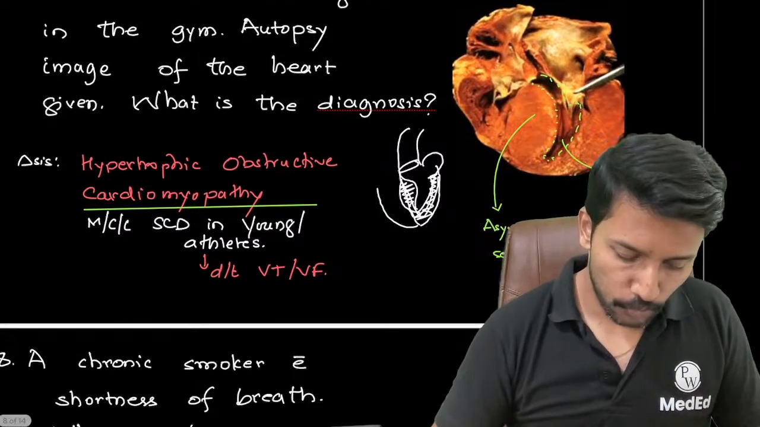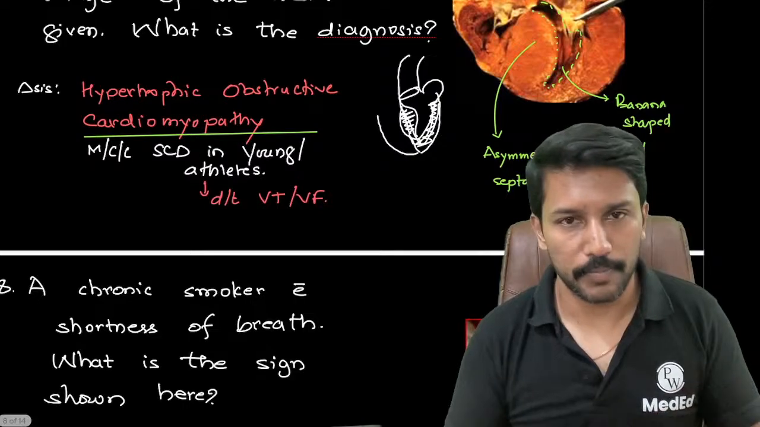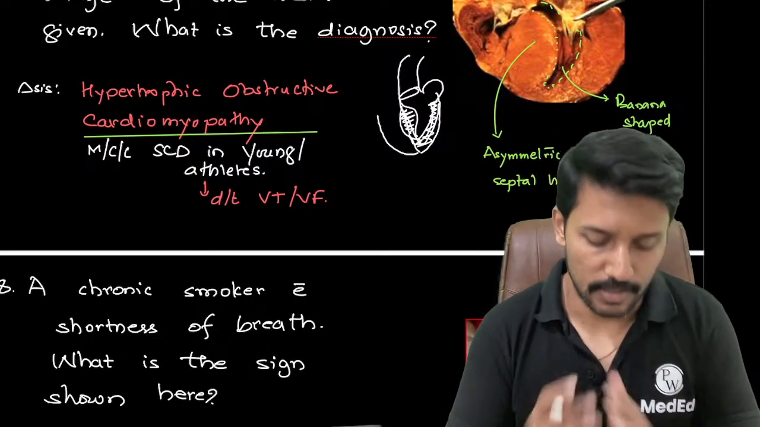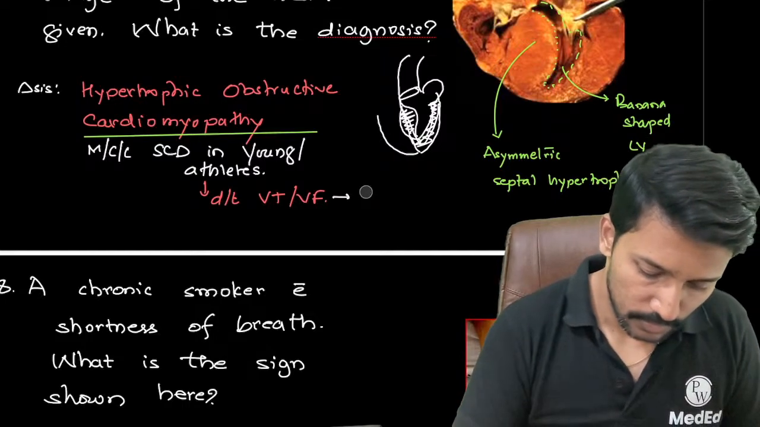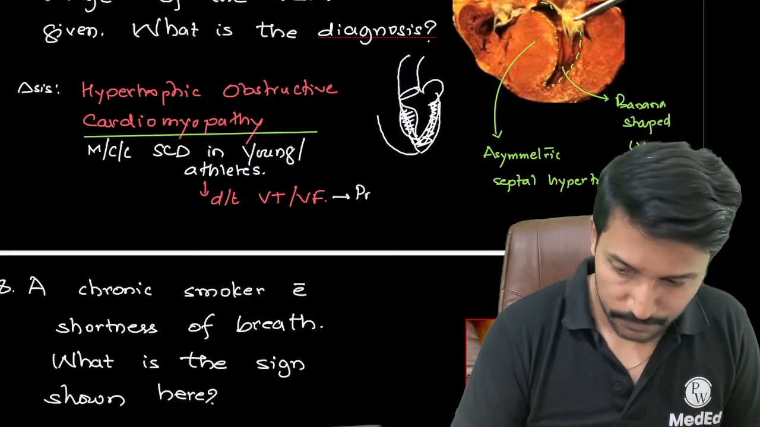Okay. So if I have to prevent this patient from dying because of ventricular fibrillation or ventricular tachycardia, how can I treat? How can I prevent?